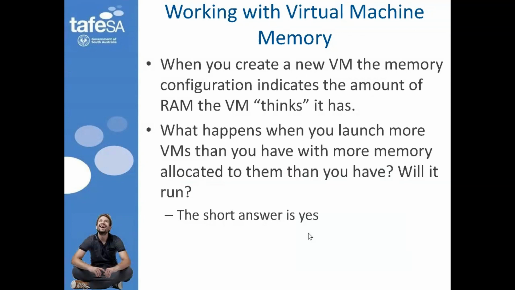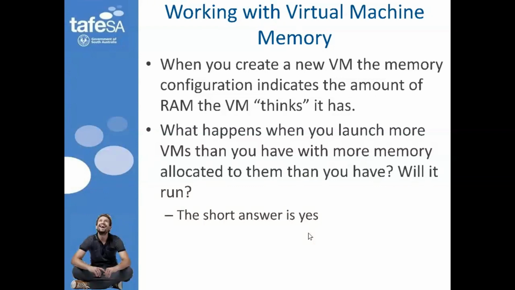So let's talk about memory. Memory is the easiest one to understand, so let's start with memory. When you create a new virtual machine, the memory configuration indicates the amount of RAM the VM thinks that it has. Like I said, the virtual hardware, the virtual machine just thinks that it's all RAM. It doesn't matter what it is behind the scenes, it's all RAM. That's how much it thinks it has.